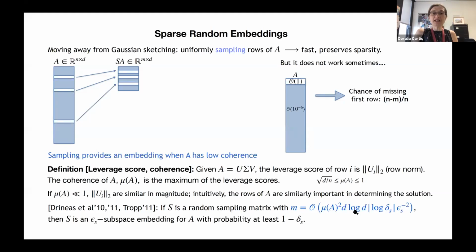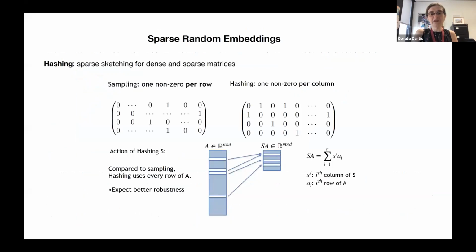Okay, that's for sampling. What other kind of better sparse embeddings do we have? Well, sampling is a matrix with 1 non-zero per row, but hashing matrices have 1 non-zero per column. And when we apply a hashing matrix S to A, we then touch all the rows of A. So it's a better sketching matrix because it will not miss important rows. So we expect this to be more robust.